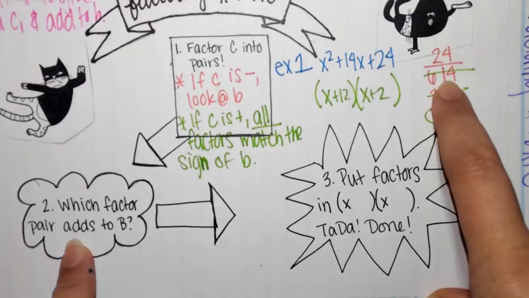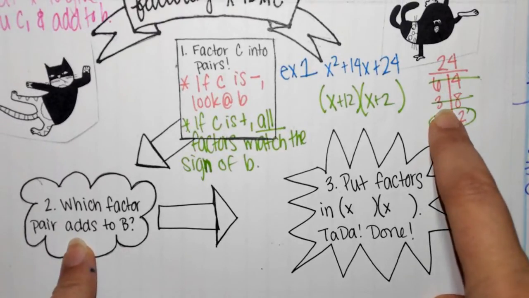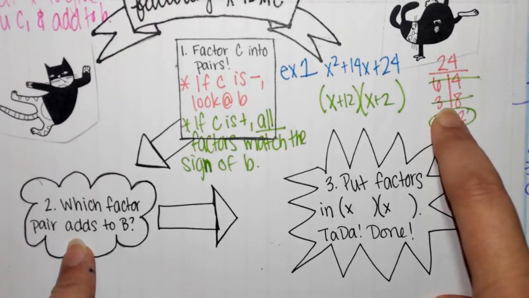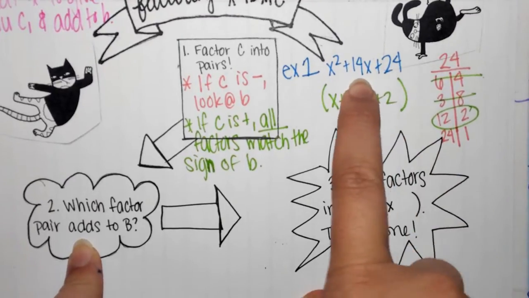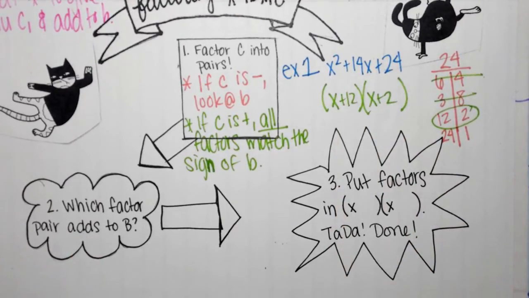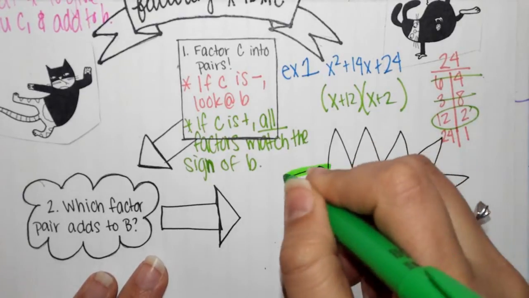Step 2, which factor pair adds to B? So we did 6 plus 4 and we got 10. That doesn't work. 3 plus 8 and we got 11. That doesn't work. 12 plus 2 and we got 14. Ding, ding, ding. That's what we need. So we put it in parentheses. And we're done. Not with the lesson, just with that part. Any questions? Are you ready to practice some more?